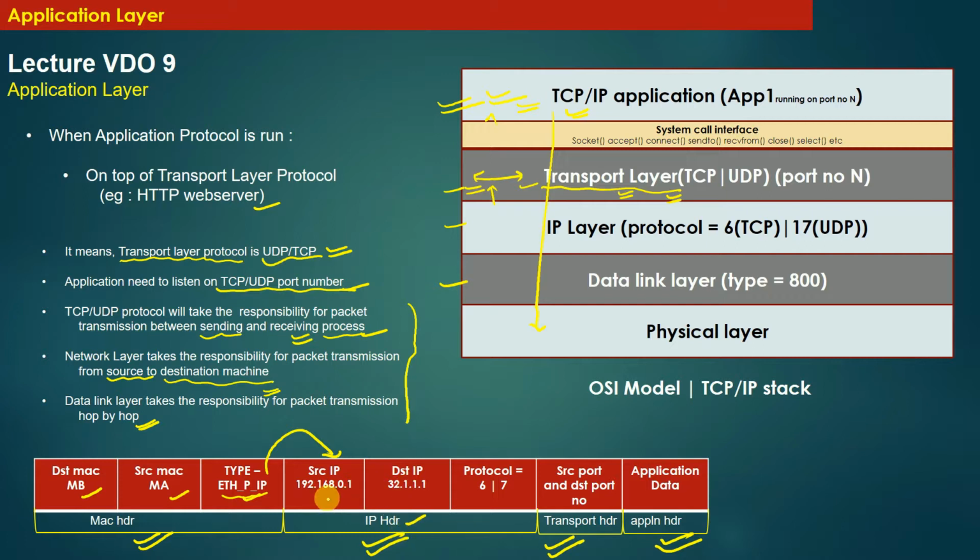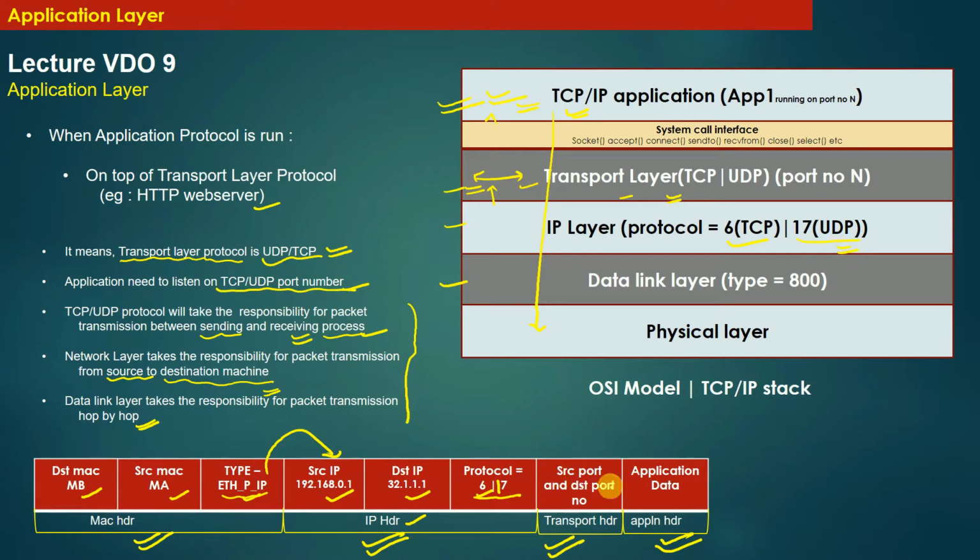IP header has the source IP address, the destination IP address, and the protocol field of the IP header identifies the protocol running in the transport layer. So if the protocol field is 6, it means the transport layer protocol is TCP, and if the protocol value in the IP header is 17, it means that the transport layer protocol is UDP. So these are actually the reserved values, 6 for TCP and 17 for UDP, right?